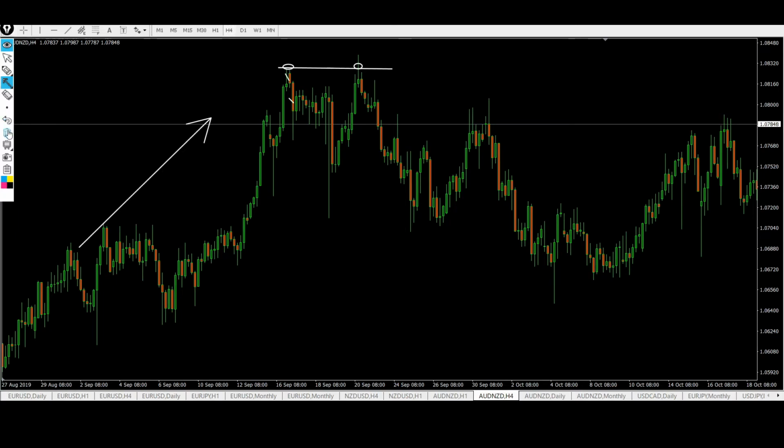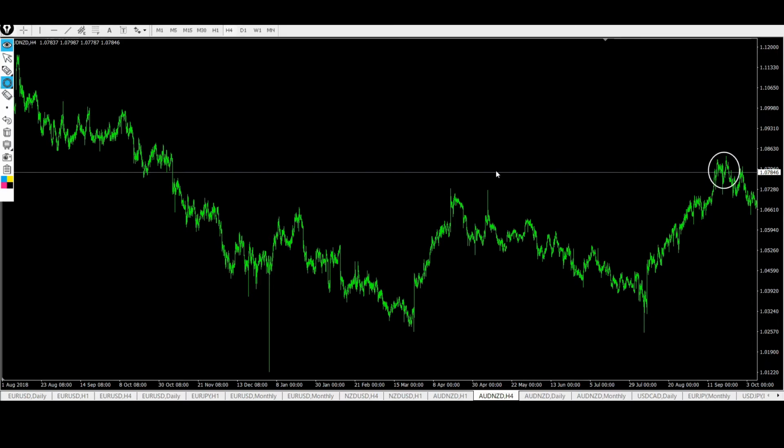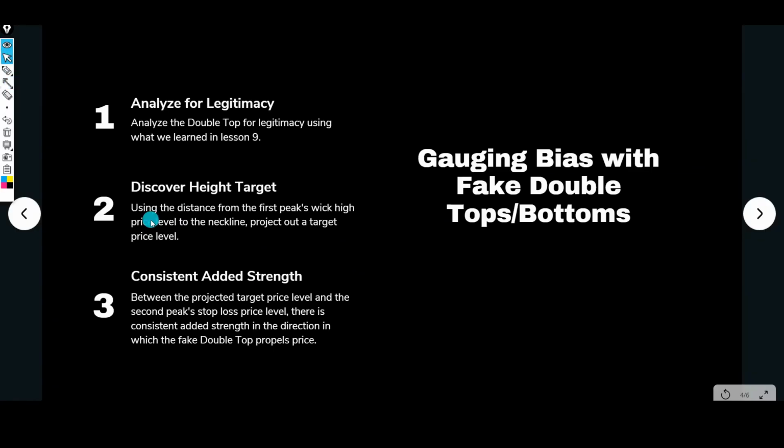So let's go ahead and zoom out. Okay, so here's that double top right here. And we have higher highs on the left side right over here, which means the trend prior to this double top right here was actually down, which is not in the opposing direction. So at this point, we found that this double top is a fake. Okay, so let's go on to number 2. All right, number 2, discover the high target. Using the distance from the first peak's wick high price level to the neckline, project out a target price level.